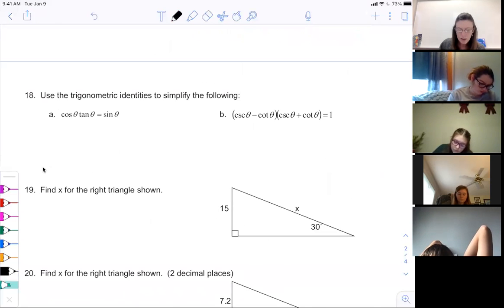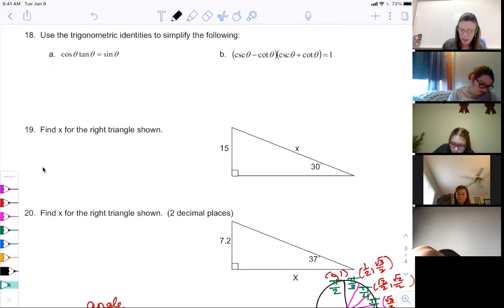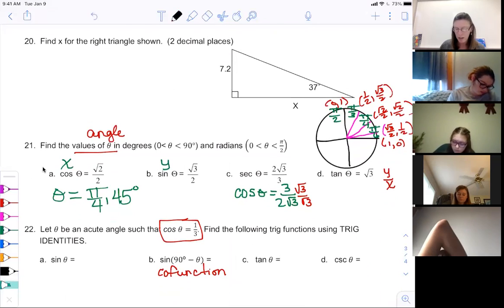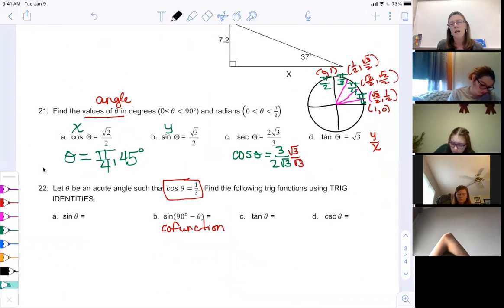Number 18 is the identities that we were just talking about. So letter A, you're going to use an identity to change the right side. Letter B, you're going to FOIL first and then use an identity. And then 19 and 20 are more triangle problems. And I actually have, it looks like 21, I didn't erase. I drew the little diagram again for 21, but it's a lot sloppier. Those last 2 problems are problems that we talked about the last 2 days in class as well.